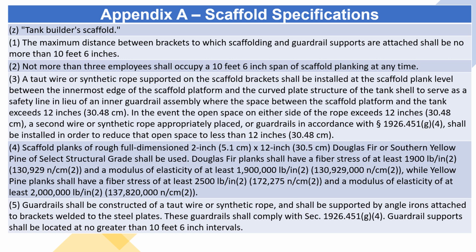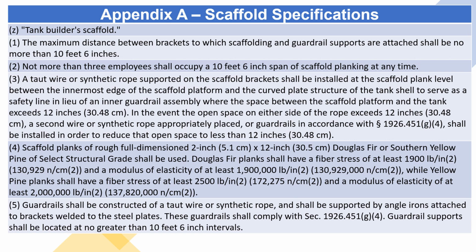In the event the open space on either side of the rope exceeds 12 inches (30.48 centimeters), a second wire or synthetic rope appropriately placed, or guardrails in accordance with Section 1926.451(g)(4), shall be installed in order to reduce that open space to less than 12 inches (30.48 centimeters). 4. Scaffold planks of rough full dimension 2 inch (5.1 centimeters) x 12 inch (30.5 centimeters), Douglas fir or southern yellow pine of select structural grade shall be used.